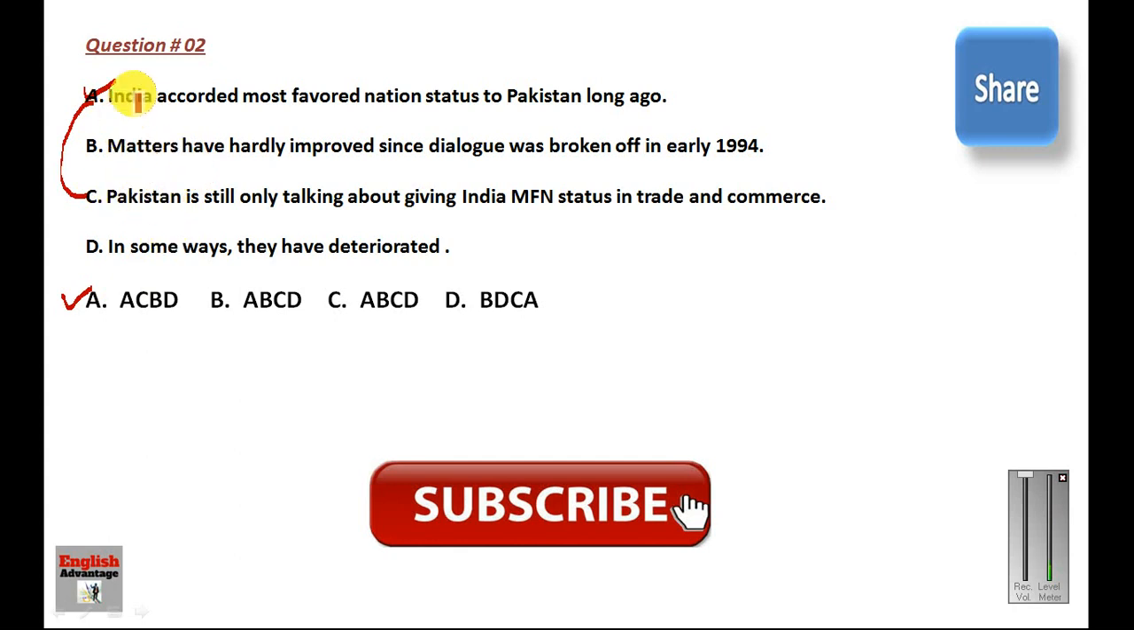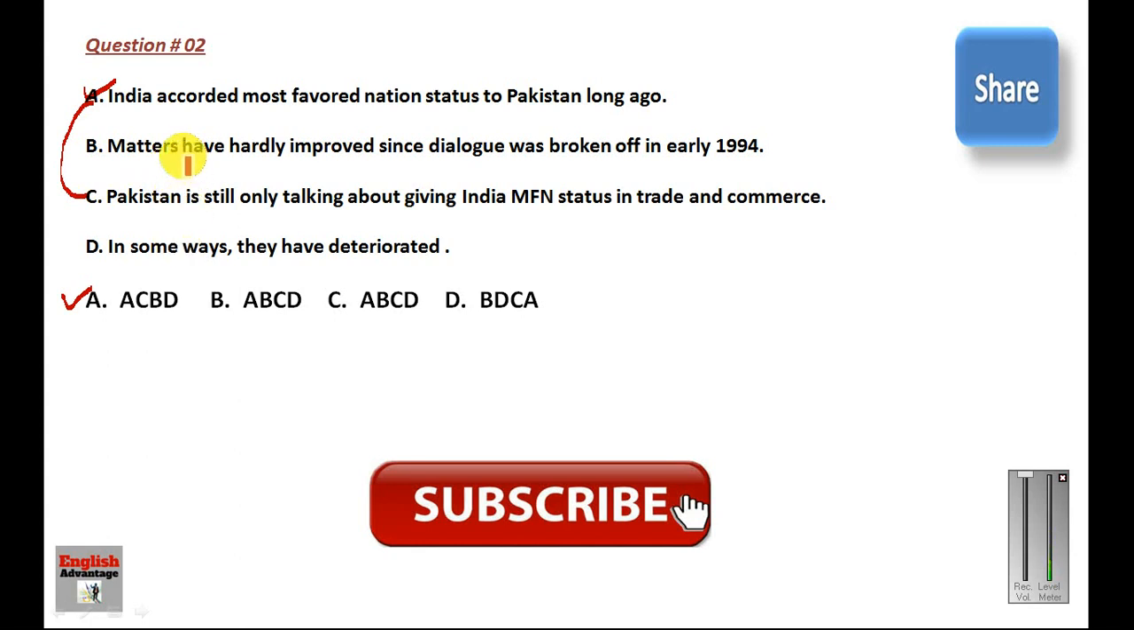Just see here, India according to Pakistan is still only. After this, out of B and D, which sentence will come first? This we have to figure out. Matters have hardly improved since dialogue was broken off in early 1994. In some ways, they have deteriorated.